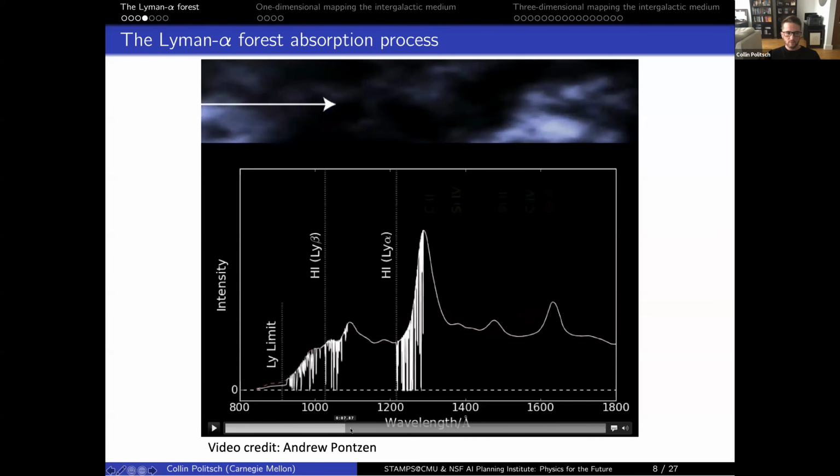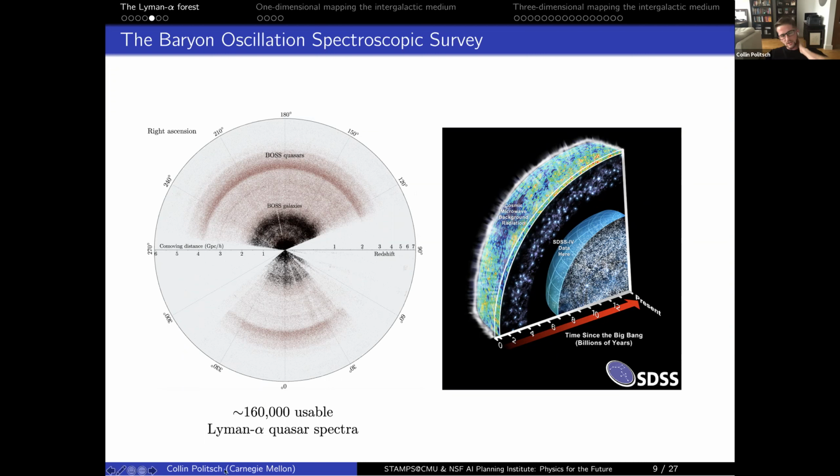Okay, so the Baryon Oscillation Spectroscopic Survey was a sub-survey of the Sloan Digital Sky Survey that operated from 2008 to 2014, and is the most prolific Lyman alpha quasar survey. And so this is where our data comes from. So I'm showing you again the point process of the universe based on the Sloan Digital Sky Survey. I showed you the video earlier. Now I'm showing you a two-dimensional cross-section of it.